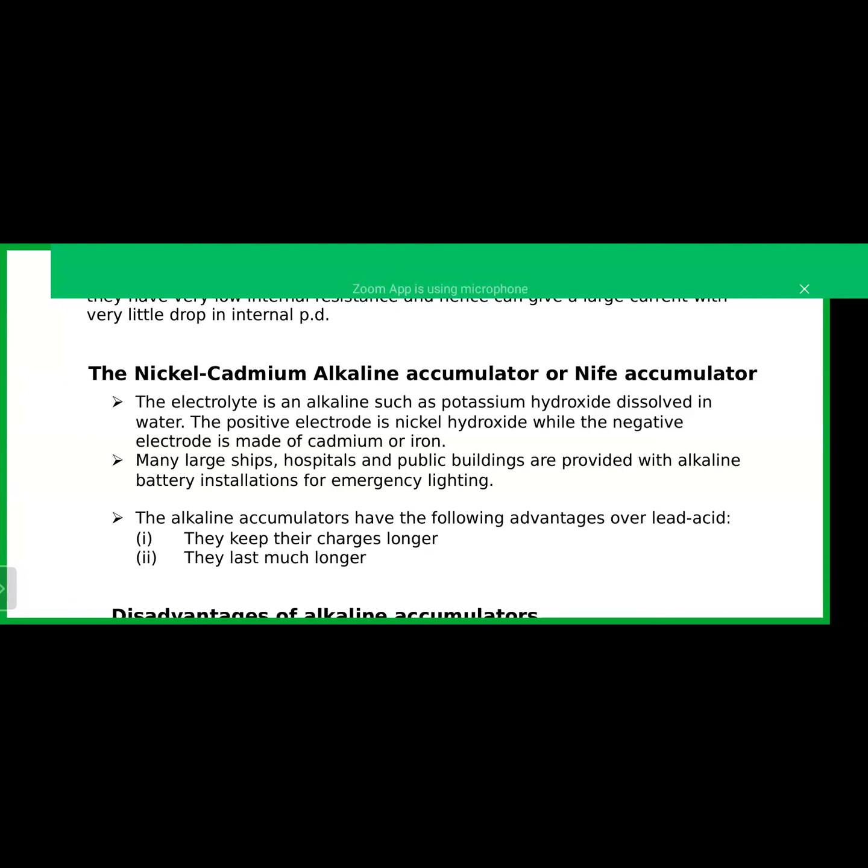Okay. By the way, we have mentioned a low resistance compared to the lead acid accumulator. Now, of the primary and secondary cell, which one has more internal resistance, when we compare the primary and secondary cell? Yes? Any response?